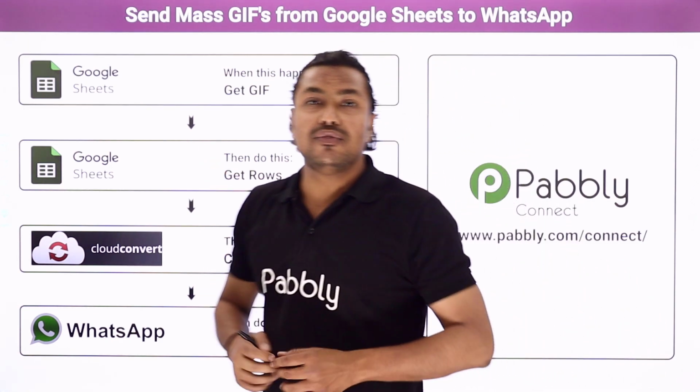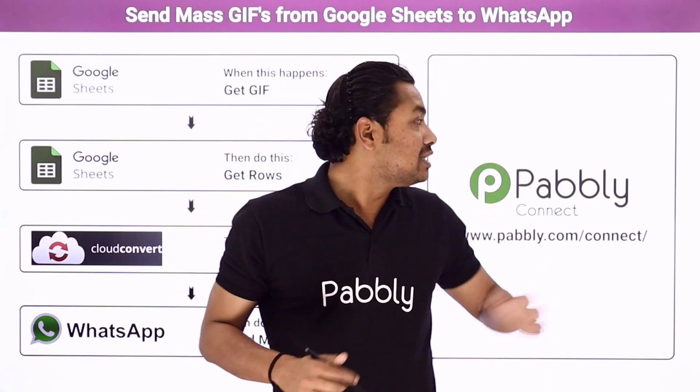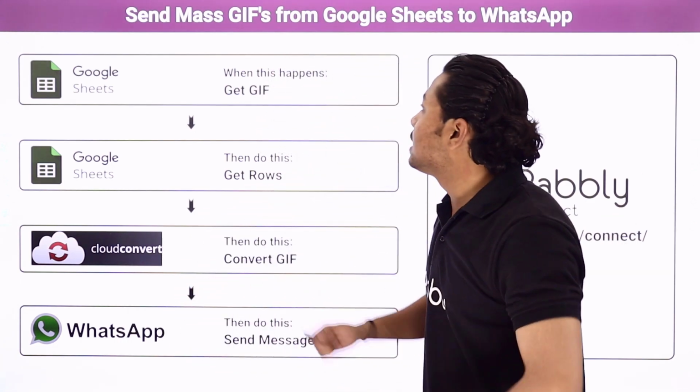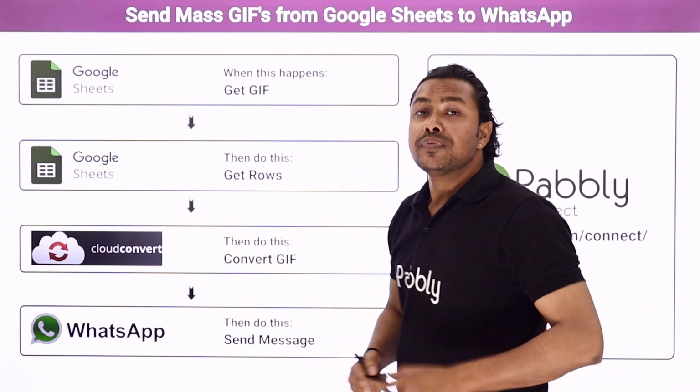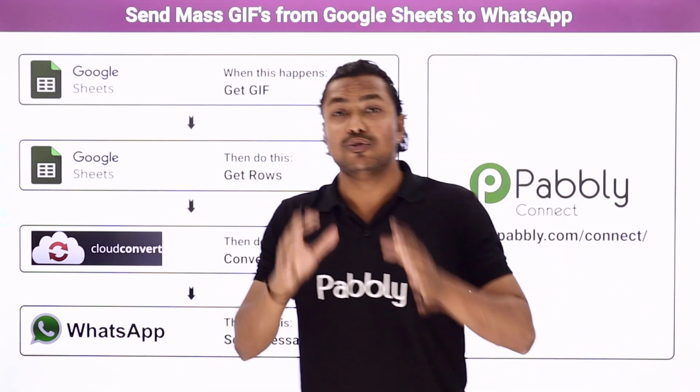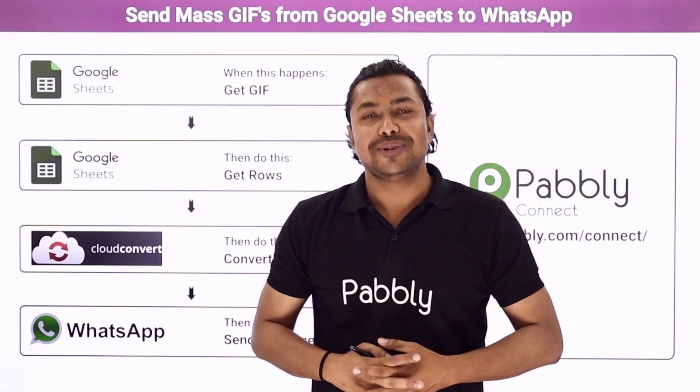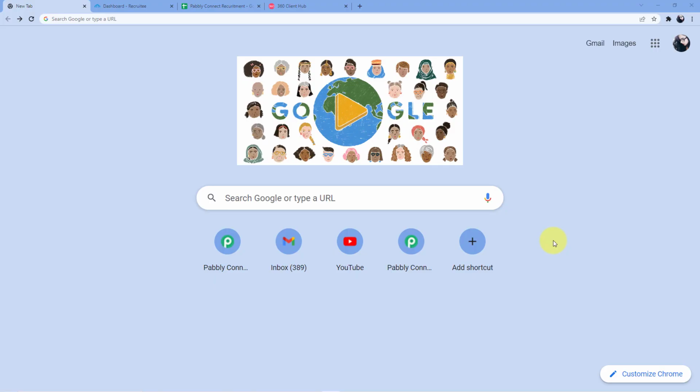Now to do this automation, we are going to use an integration and automation service, Pabbly Connect, which will help us connect Google Sheets, Cloud Convert and WhatsApp together. Now if you want to learn this amazing and useful automation, you have to come with me to the screen. And we are back at our screen.